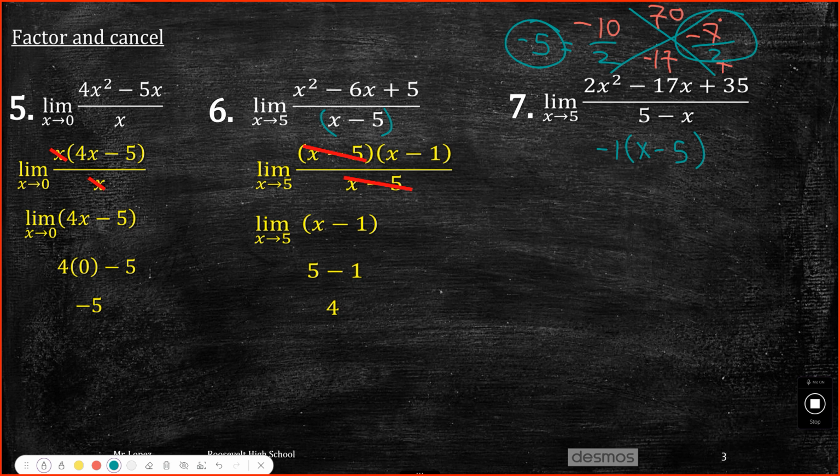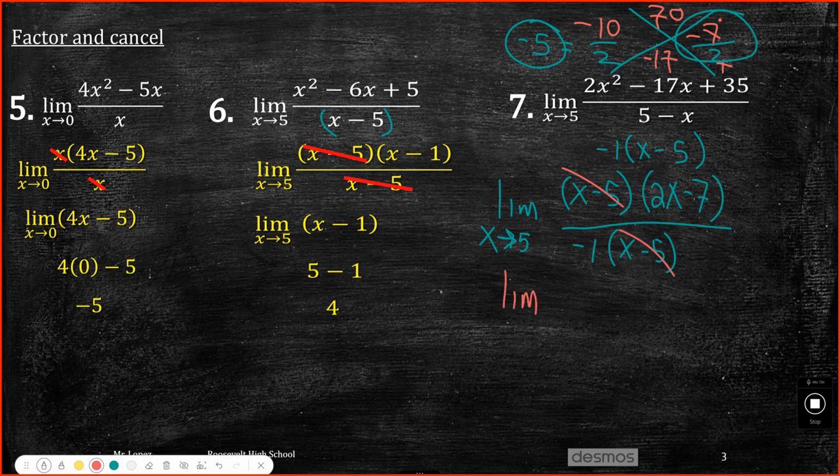We leave it alone. So this is going to be the limit as x approaches 5 of this negative 1 x minus 5 at the bottom. And then this is going to be x minus 5. And this is going to be bottom to the front, 2x minus 7. And what do we do now? Cancel out the x minus 5 and the x minus 5. So now we can continue on with the limit as x approaches 5 of 2x minus 7 over negative 1.